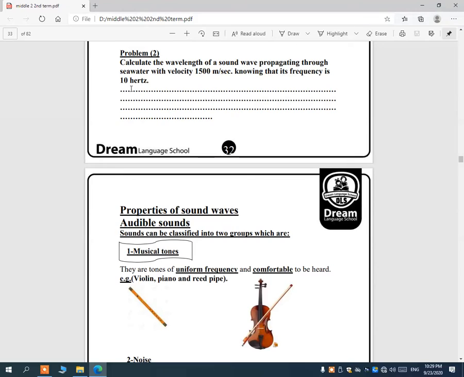Problem 2, it is the same idea. We need to calculate the wavelength, so wavelength will equal wave velocity divided by the frequency, and the frequency here is in hertz, so we don't need to convert it.